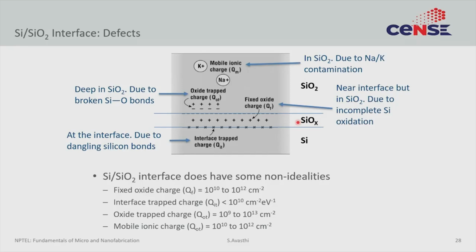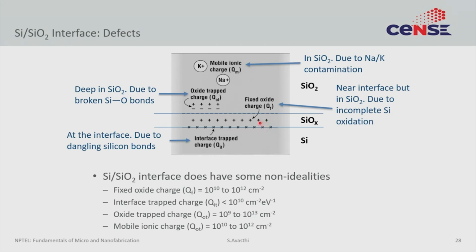Primarily there are 4 or 5 types of defects that can exist at the silicon dioxide interface. Supposing you have silicon and you have grown a silicon dioxide. First, silicon is crystalline, and silicon dioxide is amorphous. So, there must be some transition region where the silicon dioxide is not exactly stoichiometric. This is what this SiOx region represents. This lack of stoichiometry means there are some defects because of that. Those are typically called fixed oxide defects or QF. They tend to happen very much at the interface.